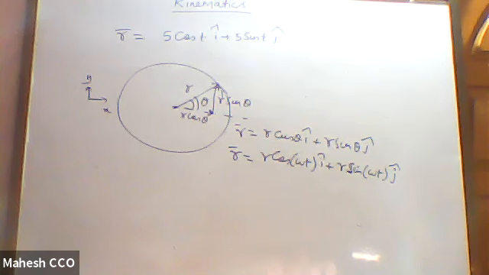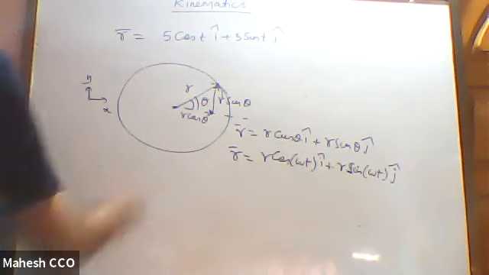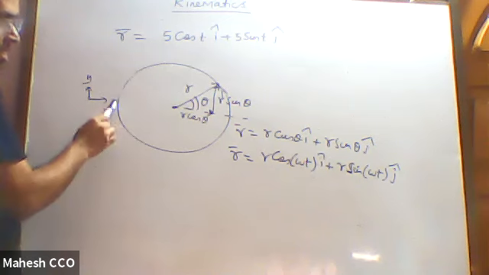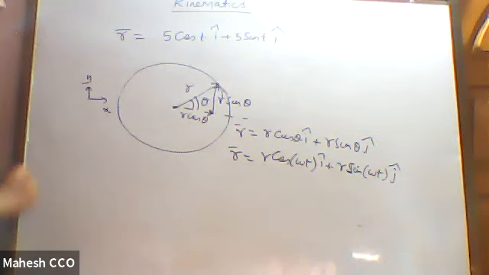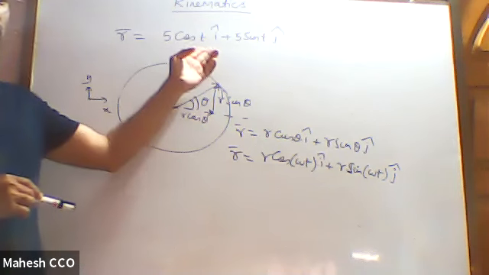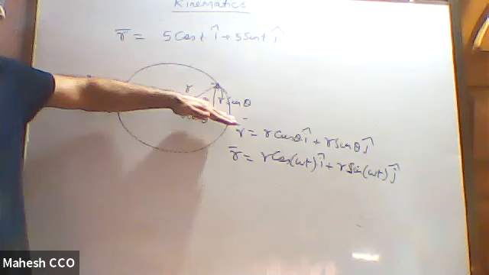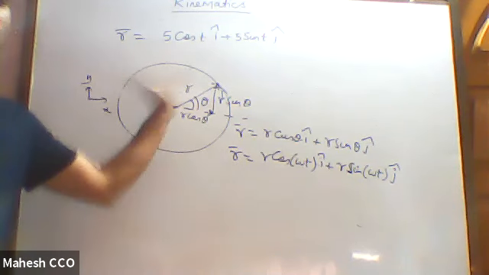In pi seconds, how much will it go? In pi seconds, it will travel half the way. That's why it has come here. Or simply put t. Whatever is inside the sine or cos, that is the angle. The angle is changing from 0 to pi. That means the particle will go from 0 angle to pi angle, so it will go to the other side.